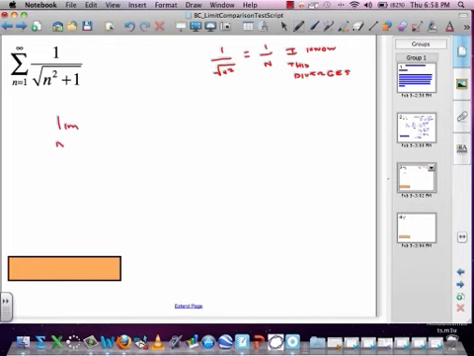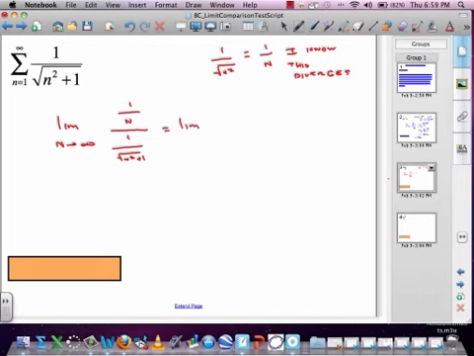So what do we do? The limit as n goes to infinity. And I guess this time I'll do it the other way around. I'll put the 1 over n in the numerator and this in the denominator. We've got to evaluate this limit and see what happens here. Square root of n squared plus 1. What is this?